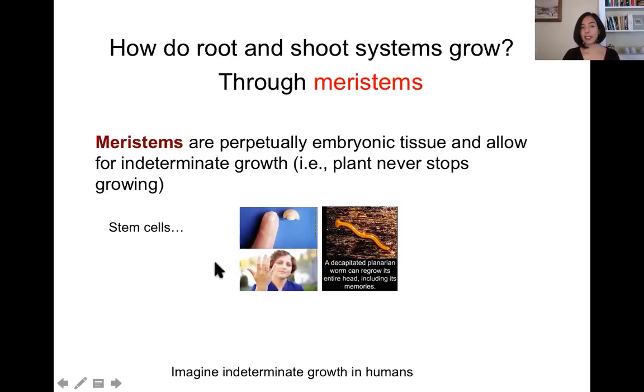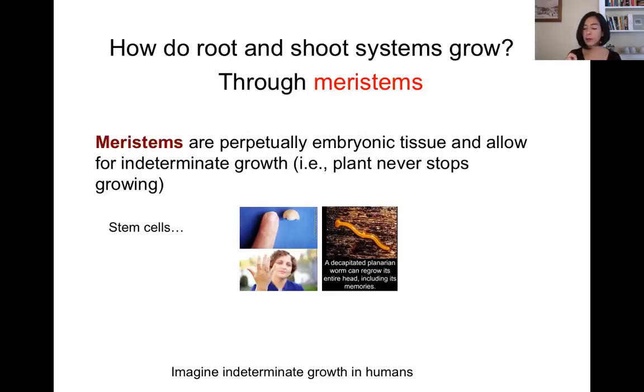This is equivalent, the meristems in plants are equivalent to the stem cells. So they are a group of undifferentiated cells that we have. For example, we have them when we're babies, but we also have some stem cells in certain parts of our body, like at the tips of our nails.